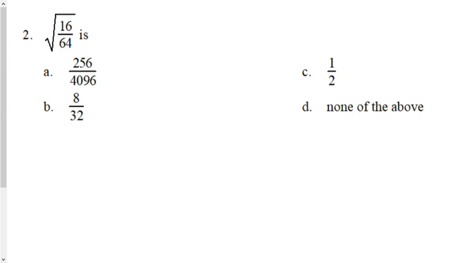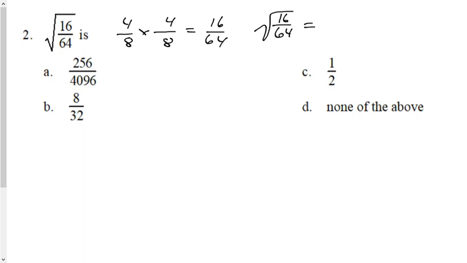For the square root of a fraction, we learned to ask what fraction when multiplied by itself is 16/64. What number multiplied by itself is 16? The answer is 4. What number multiplied by itself is 64? It's 8. Therefore, the square root of 16/64 is 4/8. But let's not forget that that is not in lowest terms. In lowest terms, 4/8 is 1/2. Therefore, your answer for question 2 is 1/2.